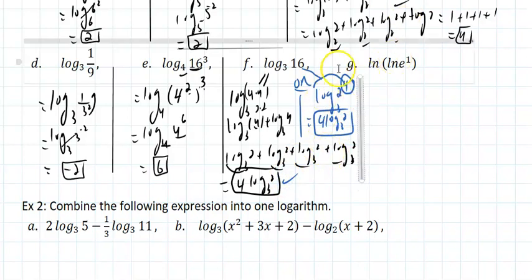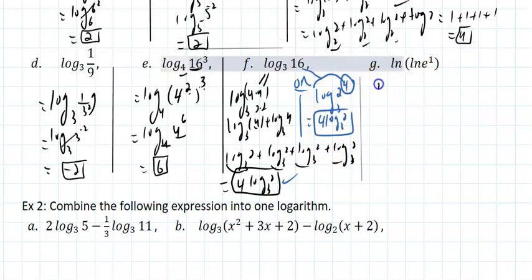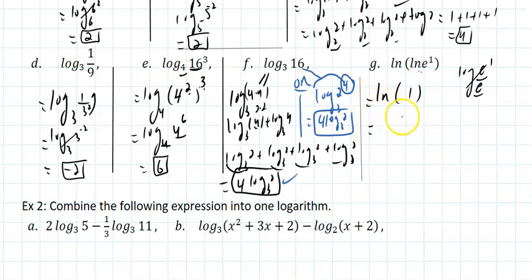And if I look at this problem, this is natural log. Remember, this is a log base e of e to the 1. The base of the log and the base of the exponential match. And wasn't it the first property of logs? The log of any base of 1 is always 0.